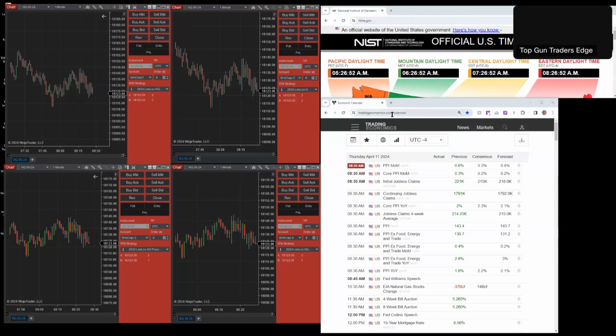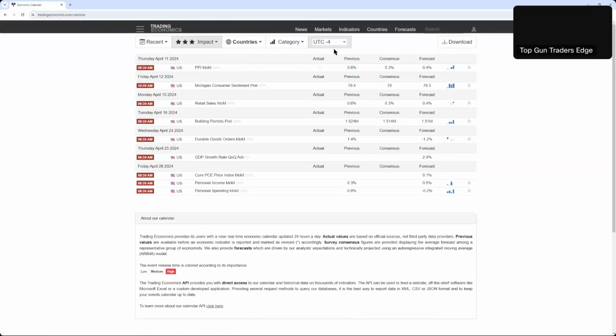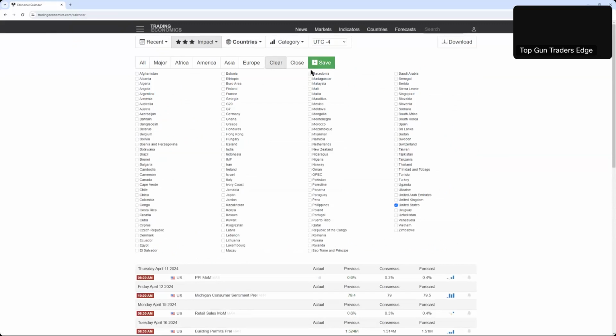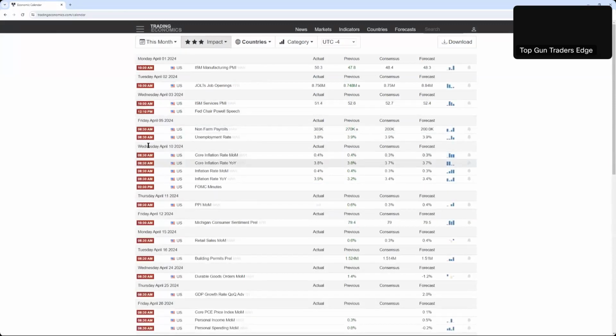Second is I use the Trading Economics calendar to determine what days are the best to do this. I recommend it as well, tradingeconomics.com. Once you download it, you get the calendar. You go to impact, you go to the highest level impact. I just show the US only, which is under the countries. So you just clear it all and then just select United States, save, go to the impact, and then I do it for the full month. So that way you can see what days are good.